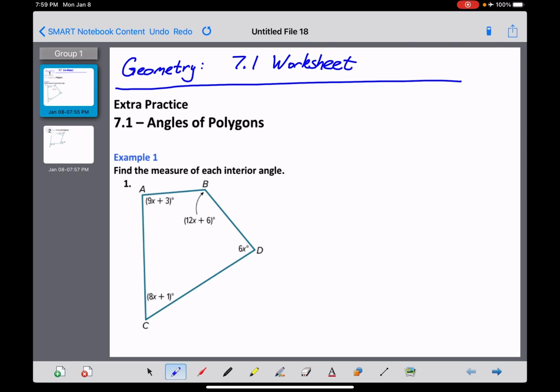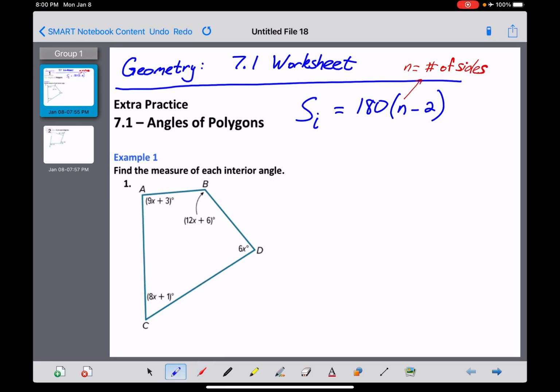So the formula we need here is S with a little i after that. That means the sum of your interior angles is equal to 180 degrees times the quantity of n minus 2, and n always represents the number of sides in your polygon. That's something we're going to be using a lot throughout the second semester.